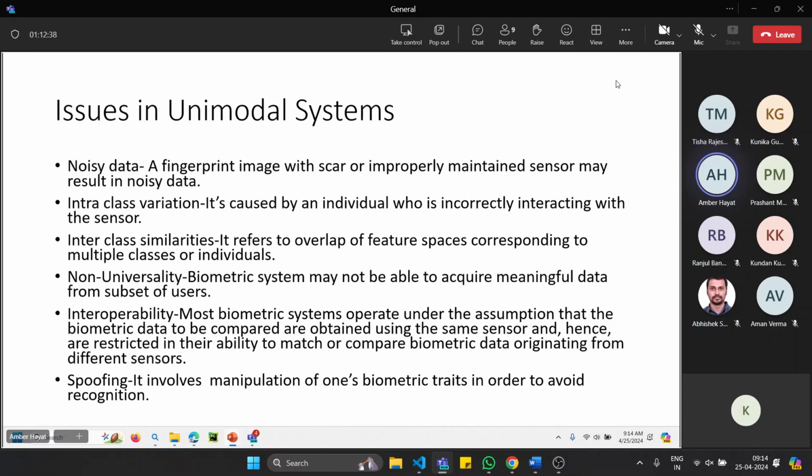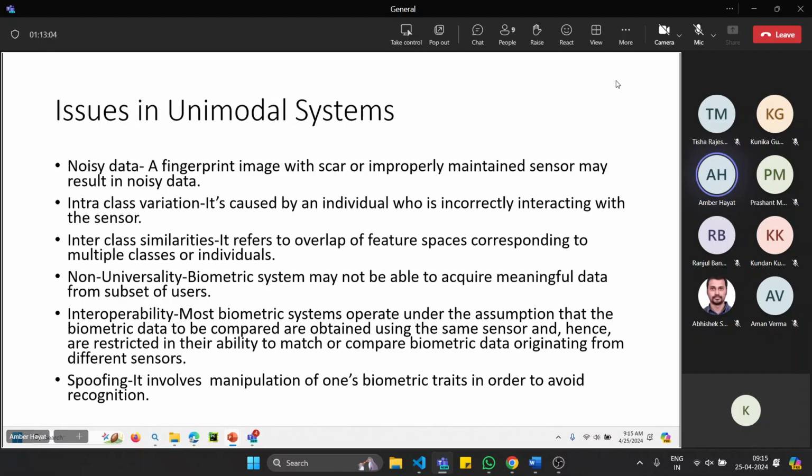And the issue is spoofing, which we have discussed previously also. This involves manipulation of one's biometric in order to avoid recognition. Spoofing of fingerprint, iris, and face we have seen. So these are the different issues in unimodal systems, and because of these issues, we need multimodal systems.